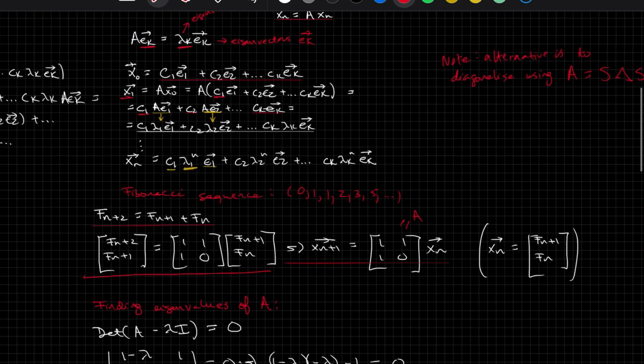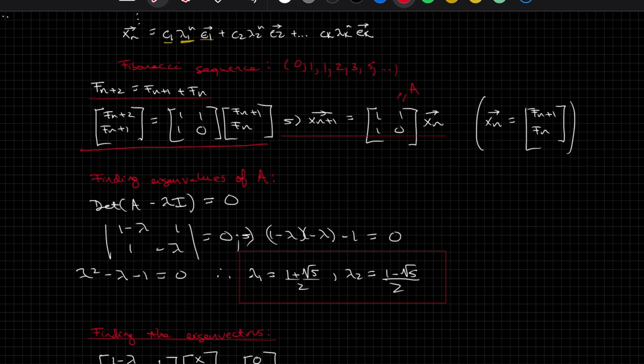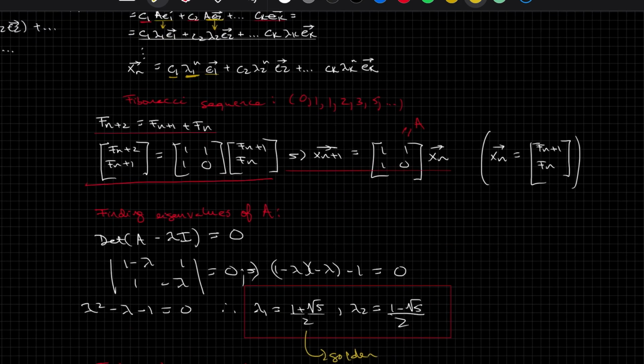So now we can find the eigenvalues of A, our new matrix A. To find the eigenvalues, we know we have to take the determinant of A minus lambda I. This gives us this. And then we get this equation, a quadratic. We can solve this using the quadratic formula, completing the square, however you want. And then we get these two eigenvalues. You might notice that this is called the golden ratio, which is the ratio between adjacent terms as n tends to infinity. So that's a story for a different day.